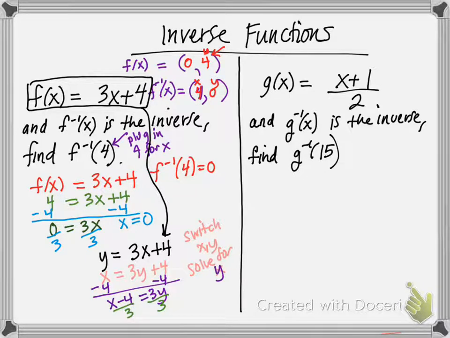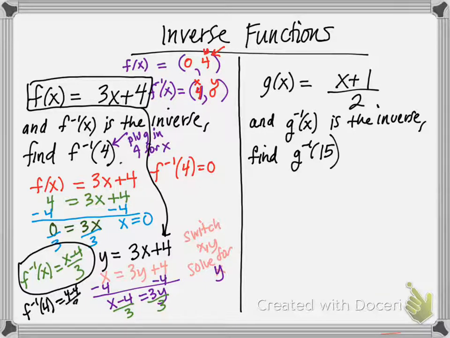So there's my inverse. My inverse is x minus 4 over 3. So if this is my inverse, and I want to find f inverse of 4, that just means plug in 4 for x. So 4 minus 4 over 3 is 0 divided by 3, which is still 0. So we got the exact same answer using two different methods. So for this example, let's try it both ways.